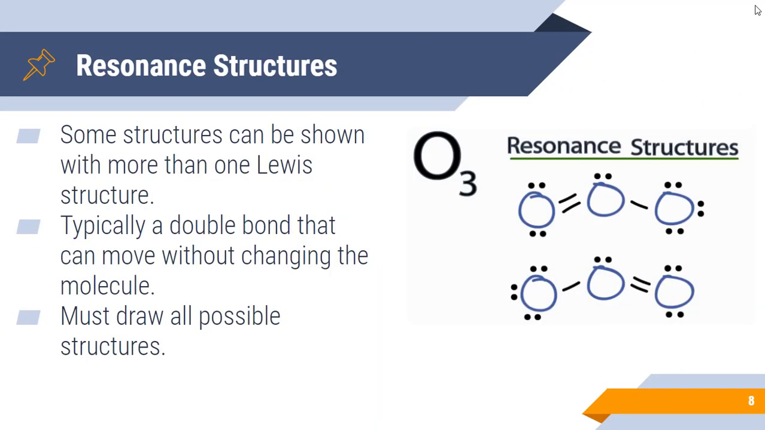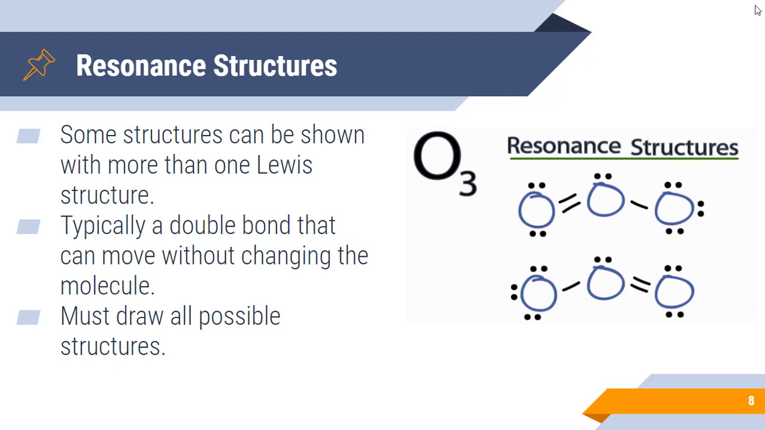Now, as you get better at drawing Lewis structures, you'll find that some structures can actually be shown with more than one Lewis structure. These are called resonance structures. And typically, it's a double bond that can move without changing the molecule. So if you take a look here, you have an oxygen that is double bonded and an oxygen that is single bonded. That is the correct Lewis structure for O3, which is ozone. However, that double bond could technically be on the opposite side of the molecule and still be correct.